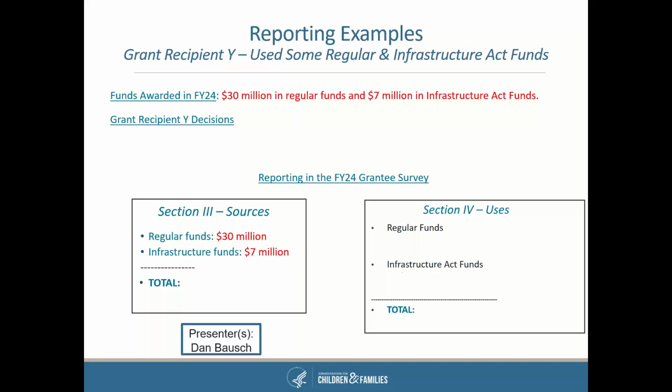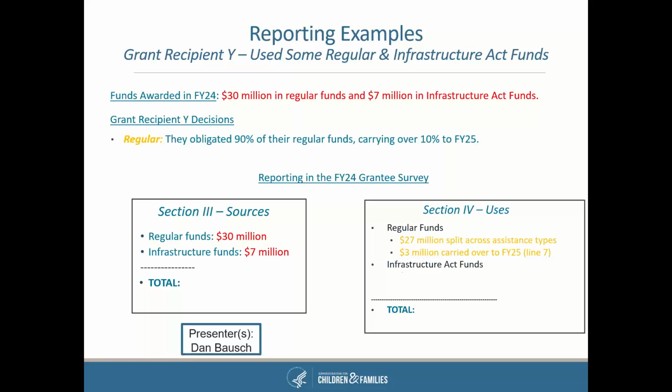Now we'll look at the decisions that they made for obligating those funds. For regular funds, they obligated 90%, and they decided to carry over the maximum overall. The maximum overall allowed is 10%, and they mirrored that with their regular funds. So in section 4, we're going to put 90% of the 30 million, which is 27 million, across their different assistance types, and they carried over 10%. That was unobligated, hasn't been designated for use during 2024, and that 3 million amount gets put on the carryover to 2025 line.